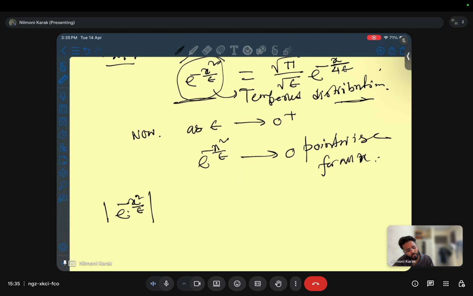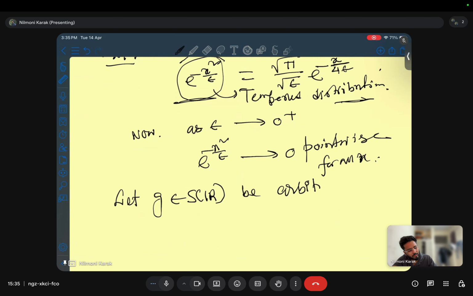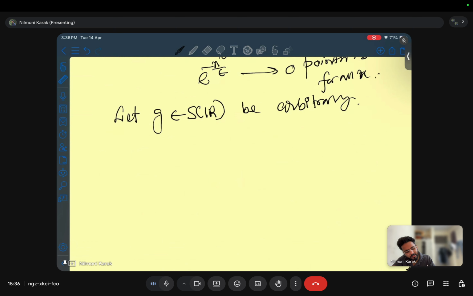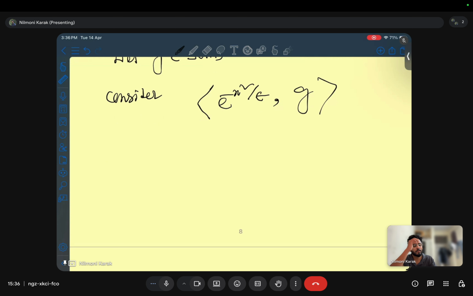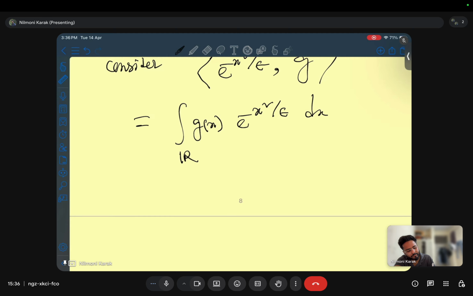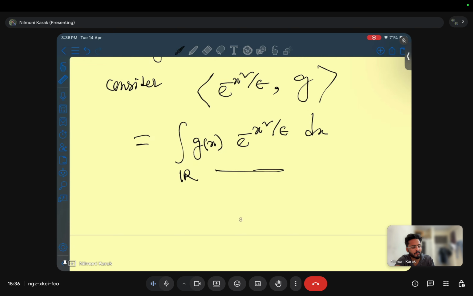Now we have to show what we have to, so let g belong to S(R), and let it be arbitrary. Then consider this inner product of e to the power minus x square by epsilon with g, which equals the integral of g(x) e to the power minus x square by epsilon dx. So how to deal with this? Again by the dominated convergence theorem.